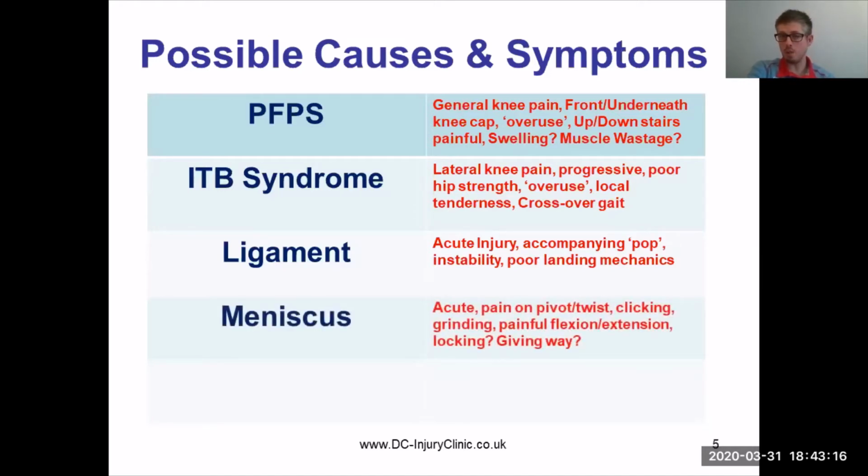Meniscus is what we would, in layman's terms, call your cartilage. Again, it can be an acute onset, so something's happened, someone's wiped out your knee, or you've been wiped out by a dog at park run or something. People report it's painful when the knee pivots. So a classic is getting in and out of your car. Really, really painful to get in and out of the car.